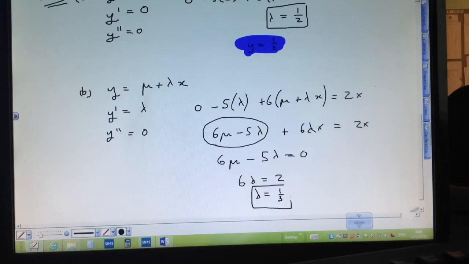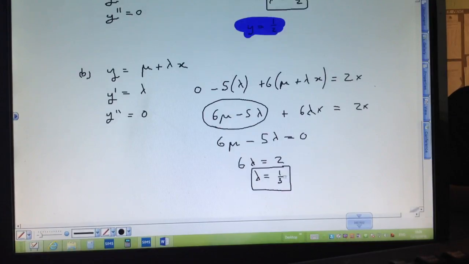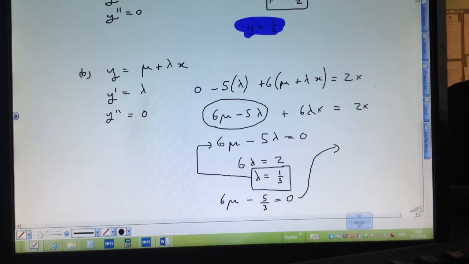But you need to see if there is a constant. So we shove this in to there to see if there is a constant, and it looks like there's going to be. So you end up with 6 mu minus 5 lots of lambda, so that's minus 5 thirds, is equal to 0. I would work underneath, but I've run out of space. So I've got mu is equal to 5 over 3 divided by 6 gives you 5 over 18.